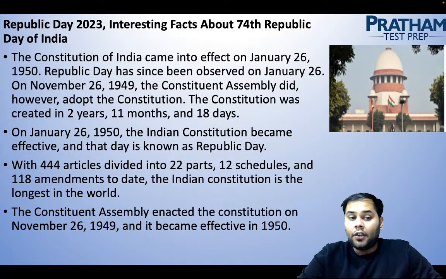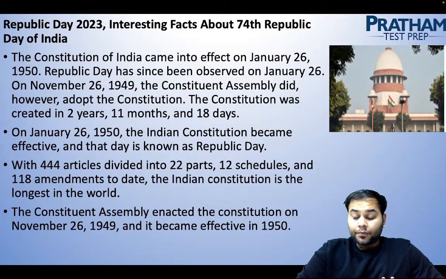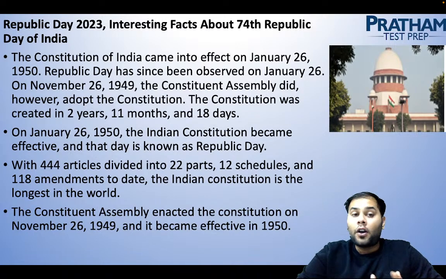Now, the Indian constitution became effective on 26th January. That's why it's called the Republic Day of the country. Now, what does the constitution consist of? It consists of 444 articles divided into 22 parts, along with 12 schedules and 118 amendments to date, right? So the constitution of India is amongst the longest constitutions in the world. I hope you know that fact. If you don't, now you know it.